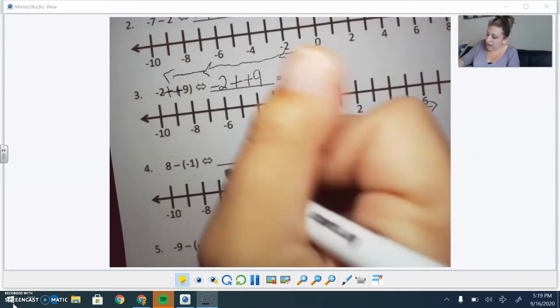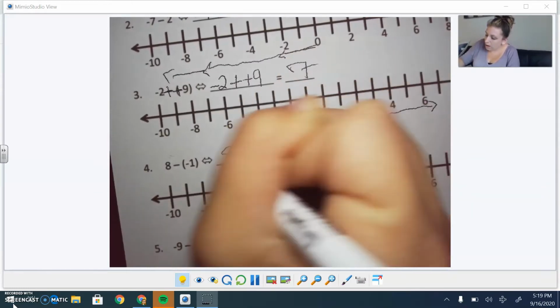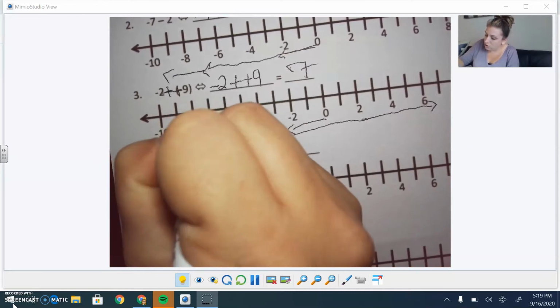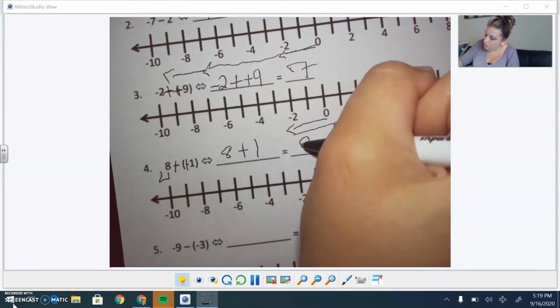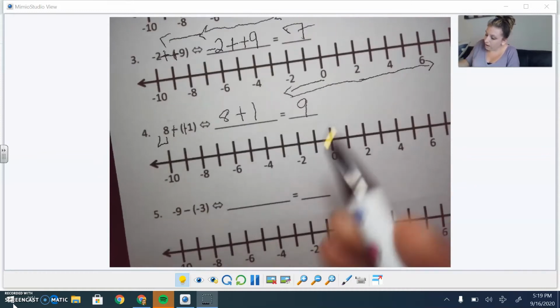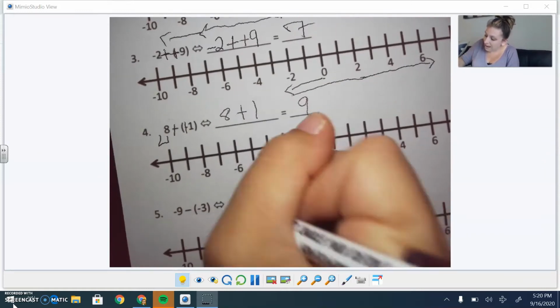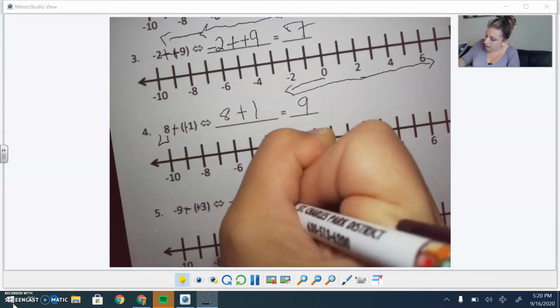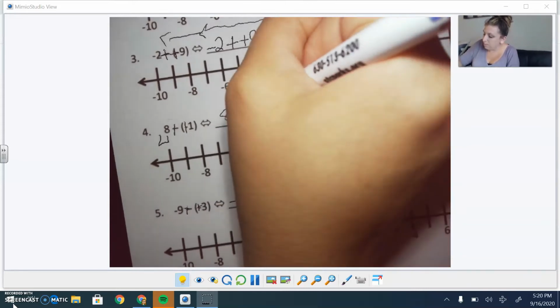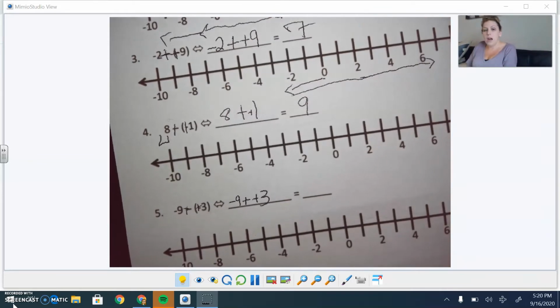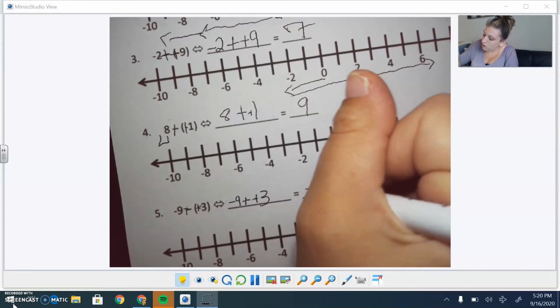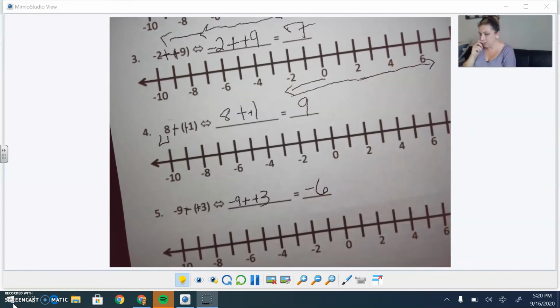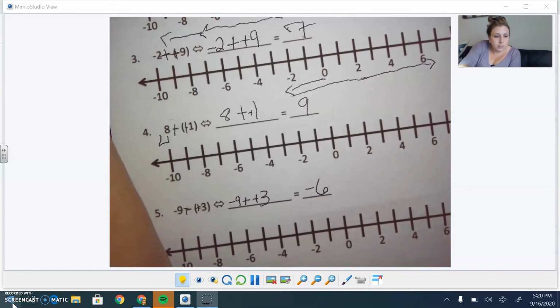For this one, you should have gotten 8 plus 1. Keep, change, change, giving you a total of 9. And for this one, you should have gotten negative 9 plus positive 3. And you can always say plus a positive if that helps you, but you only need 1 plus if there are 2 pluses next to each other. And you should have gotten negative 6 for this one. Please reach out if you have any questions.